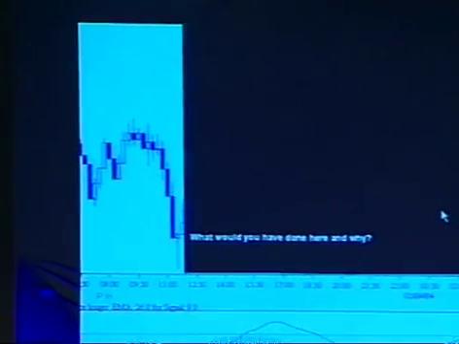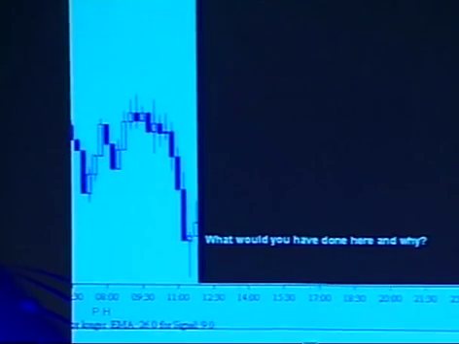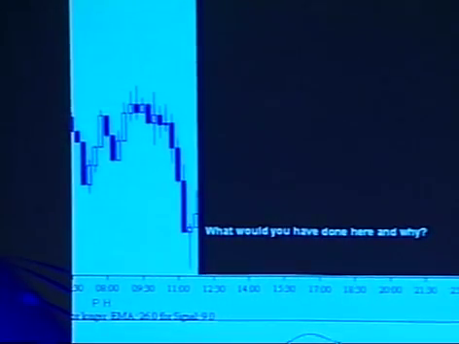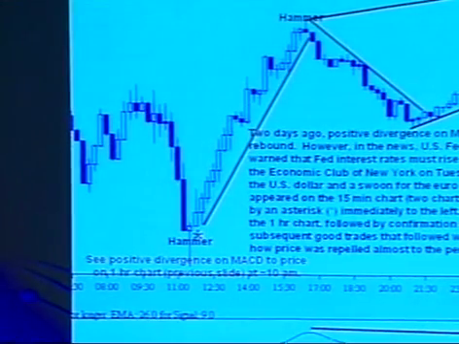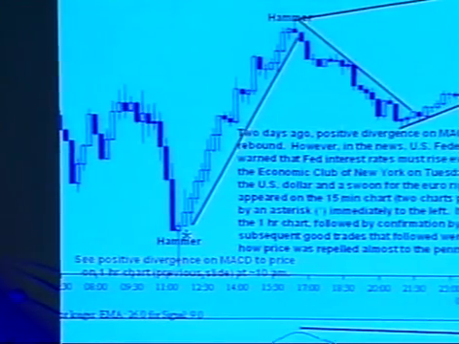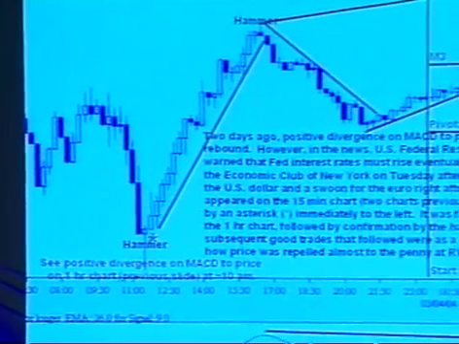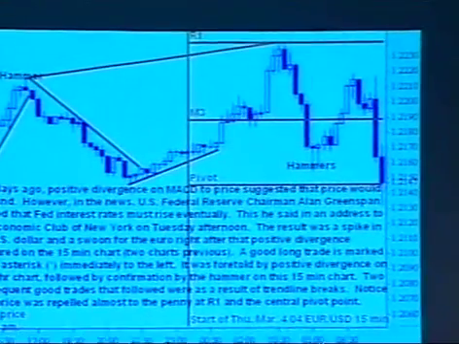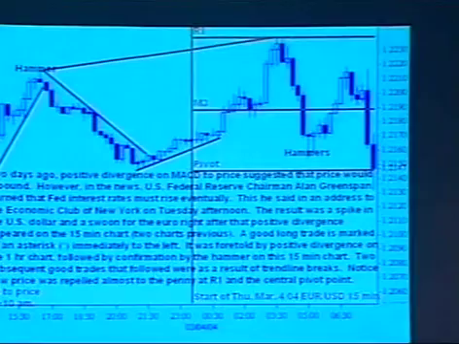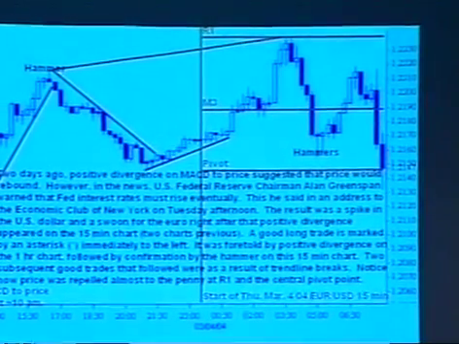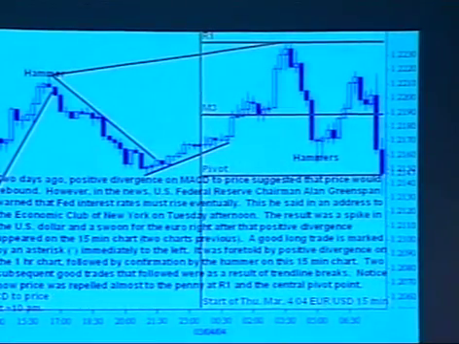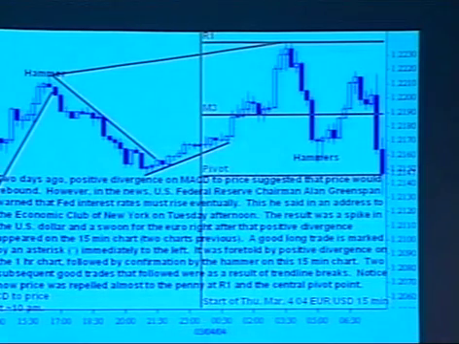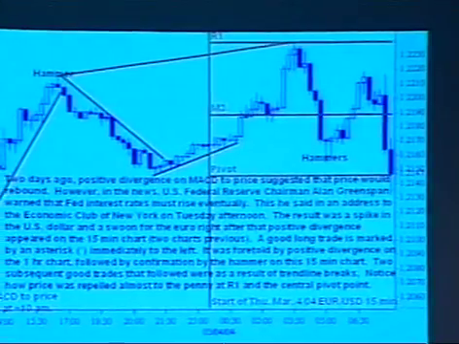What would you have done here? That was a good day to trade. That was a gift trade. This is the example I used earlier where when you're putting your stop on, it may be risky to put your stop on the other side of a hammer like that because it's such a long hammer. But it's such an obvious trade that you wouldn't want to miss it.